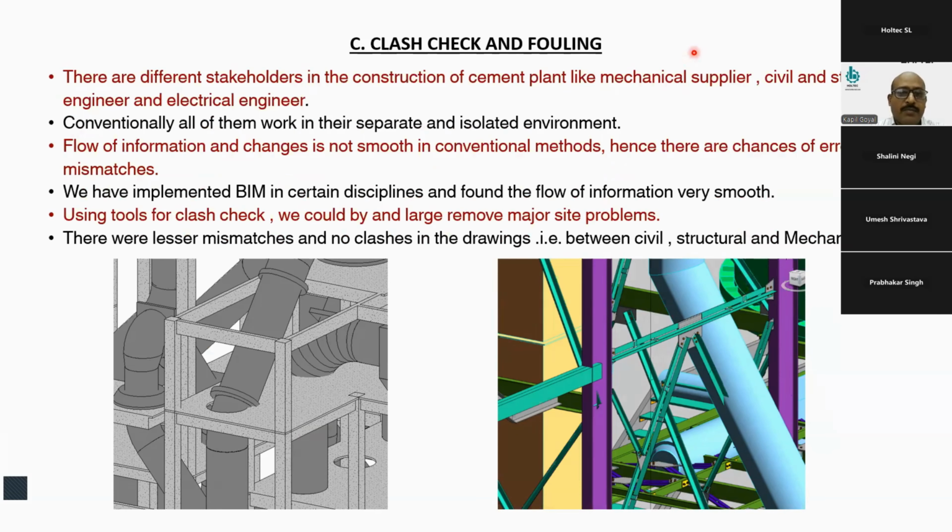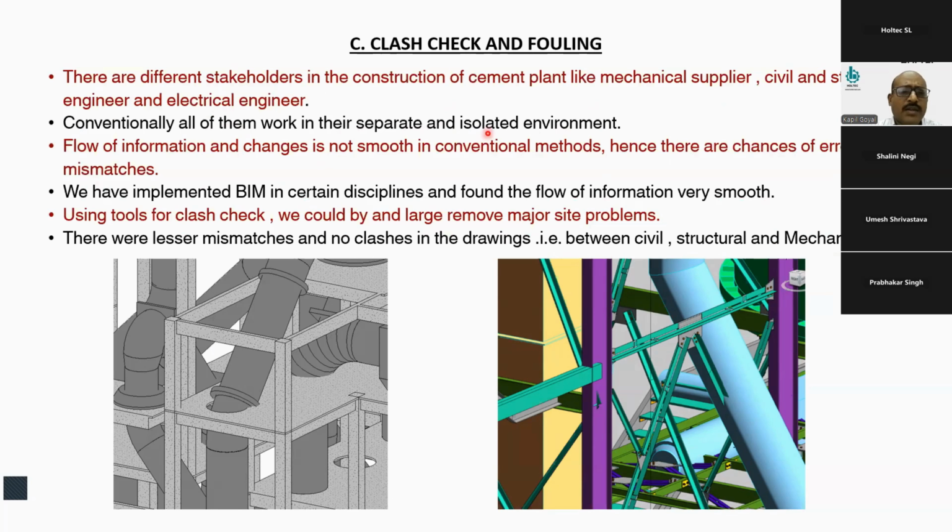The most important part of BIM is clash check and fouling. This is more used in industrial projects because a lot of complications are there. And see, there are different stakeholders in the engineering of the cement plant. There are mechanical suppliers, there are structural and civil designers, there are electrical engineers.